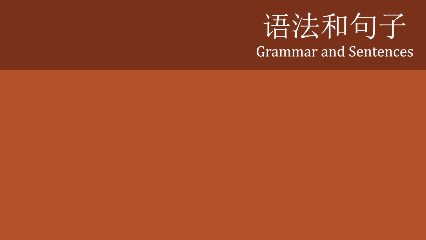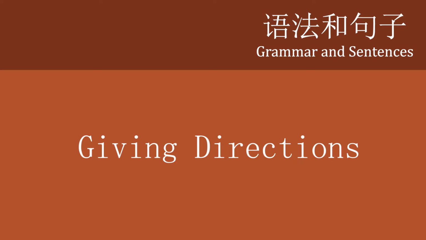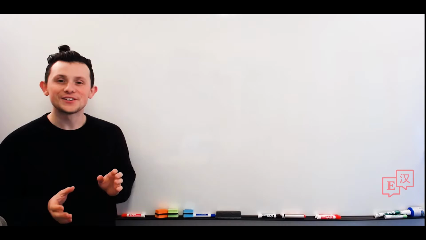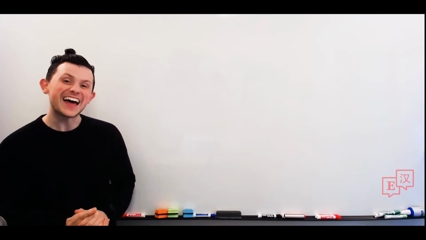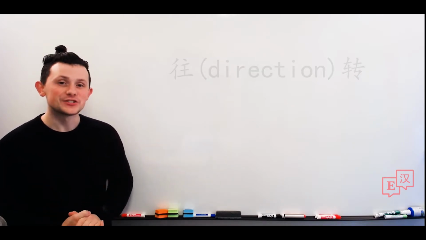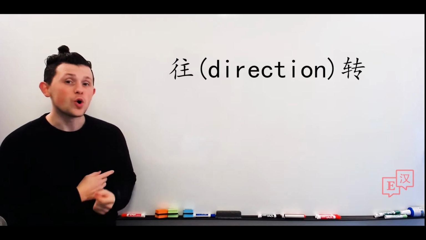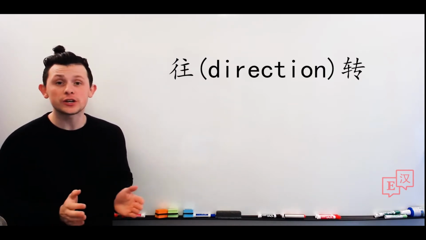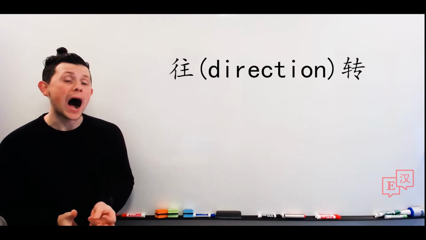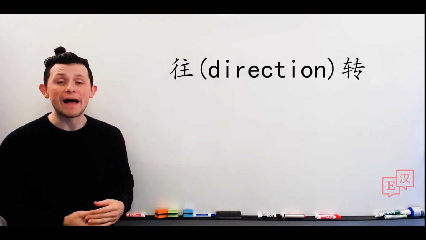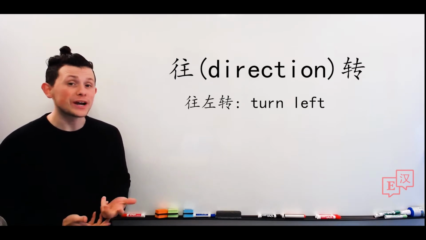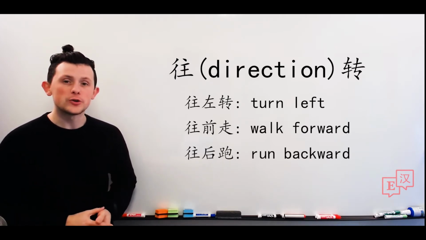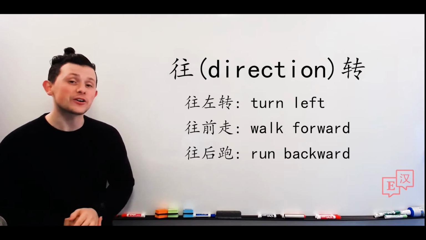For today's grammars and sentences, we will look at two example scenarios for how to ask and give directions using 往. So, from our vocabulary today, we can draw out one very important grammar, and that is how to express directions. So, the basic construction here, we use 往 to express changing direction. And we'll say 往, a direction, 转, to say turn in that direction. In fact, we can say 往, direction, and then any moving active verb to express that this thing goes, comes, walks, etc. in the given direction.